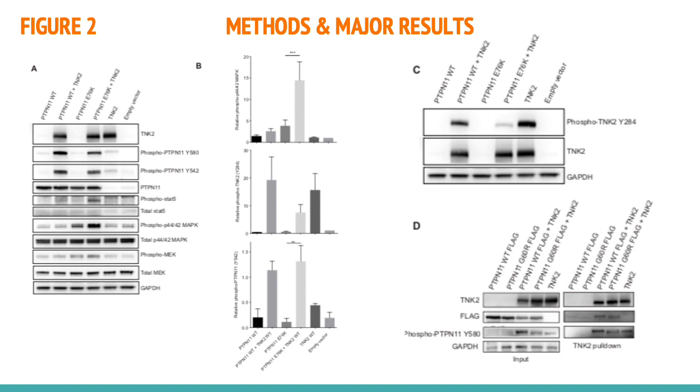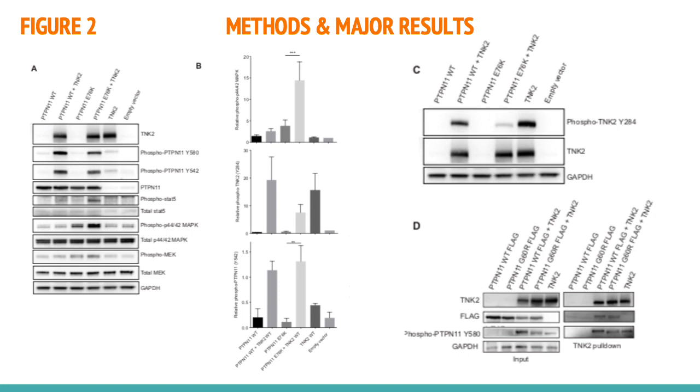All right, so test 2 results. Active TNK2 is required to enhance mutated PTPN11 signaling, and active mutant TNK2 led to phosphorylation of p44 and 42 MAP kinase, and inactive TNK2 stopped this.